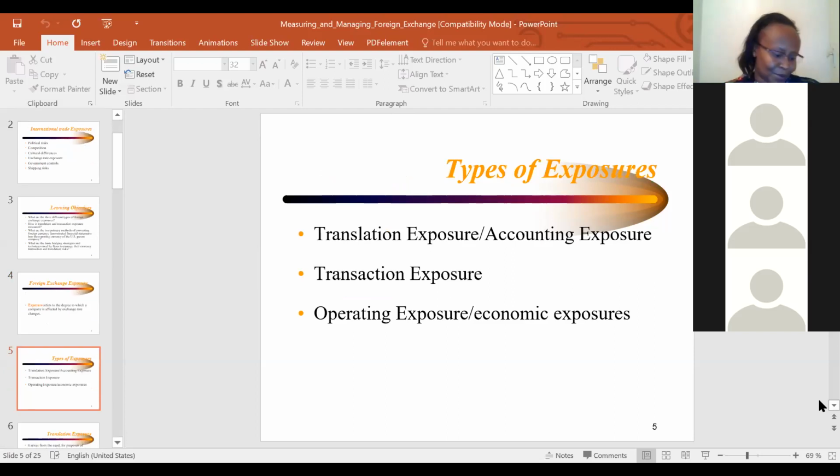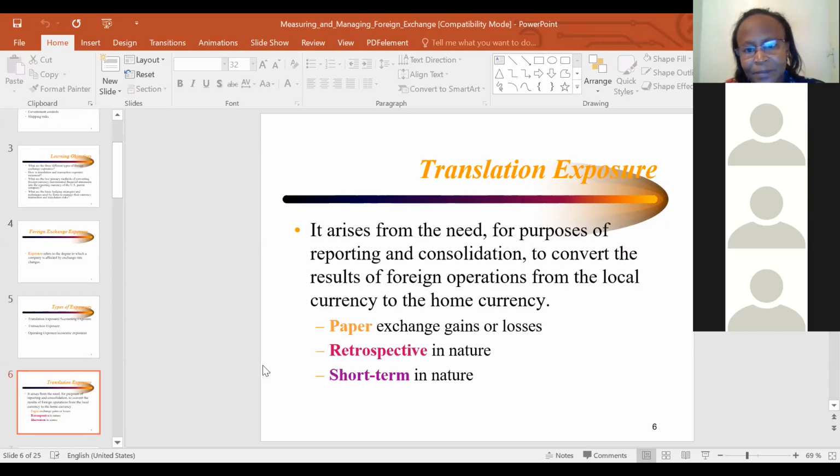So we have 3 types of exposures which come as a result of changes in the exchange rates. The first one is what we call translation exposure. Some books will call it accounting exposure. When we talk of accounting exposure, what do we mean?